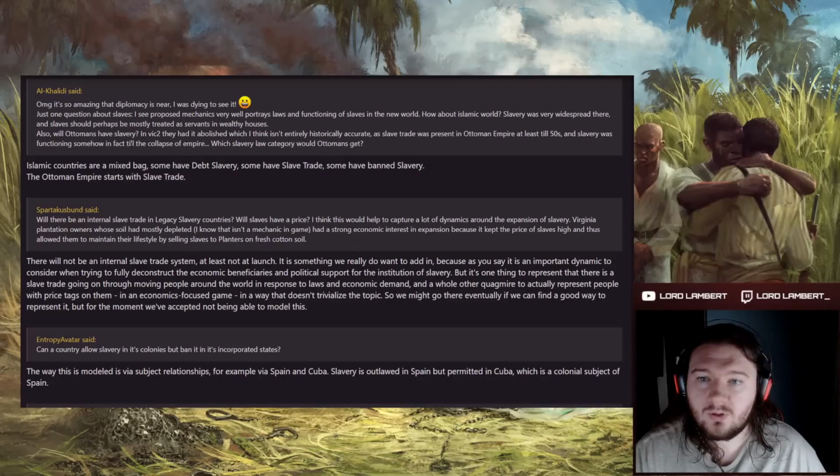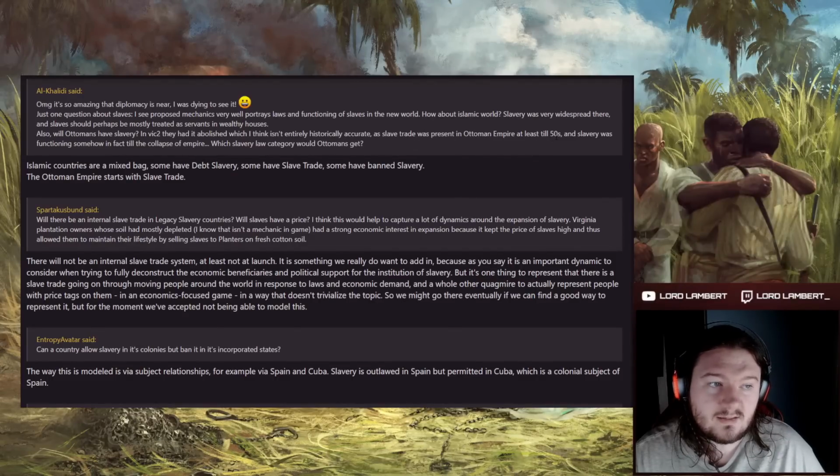Slavery was very widespread there, and slaves should perhaps be mostly treated as servants in wealthy houses. Also, will the Ottomans have slavery? In Vic 2, they had it abolished, which I think isn't entirely historically accurate, as the slave trade was present in the Ottoman Empire till at least the 1850s, and slavery was functioning somehow, in fact, till the collapse of the empire. Which slavery law would the Ottomans get?